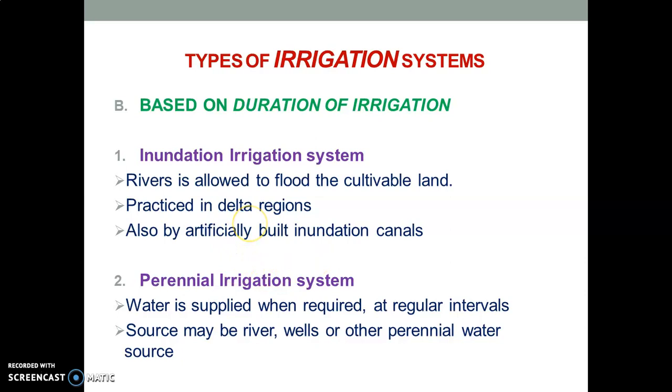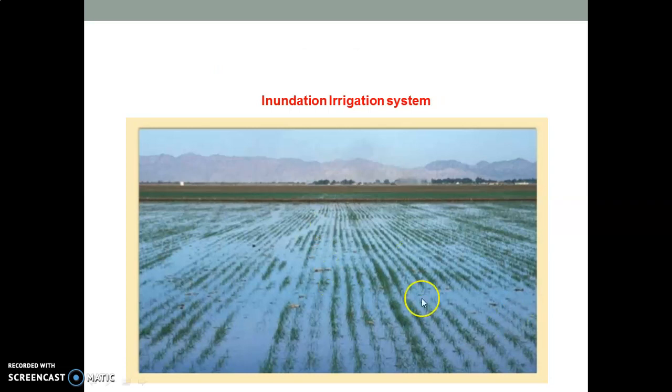In this, water is supplied when required at regular intervals. Now perennial irrigation system is suitable for perennial rivers or the rivers which flow throughout the year. Or the other source may be wells in which water is available throughout the year. For that we can use perennial irrigation system. It is the system in which water is supplied whenever required at regular intervals. Okay, this is the inundation irrigation system. Water is allowed to flood the agricultural fields.